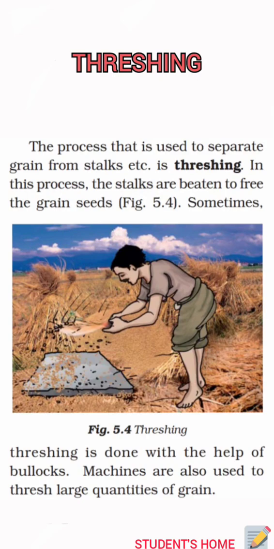So here we use the threshing method. The process that is used to separate grain from the stalk, etc., is threshing. In this process, the stalks are beaten to free the grain seeds. Sometimes threshing is done with the help of bullocks. Machines are also used to thresh large quantities of grain.